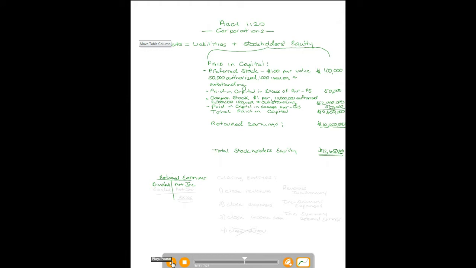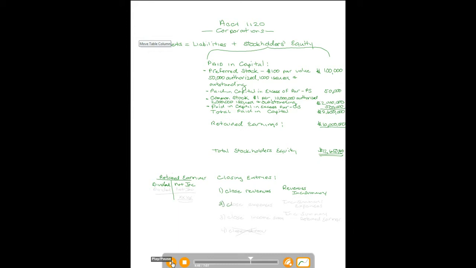Now I want to do one quick thing and show you some closing entries for a corporation. Unscheduled, impromptu. Deal with it. One, you still close revenues. And revenues get closed into income summary. So you're going to debit revenues and credit income summary. And it would list all your revenues out, as you always have done.